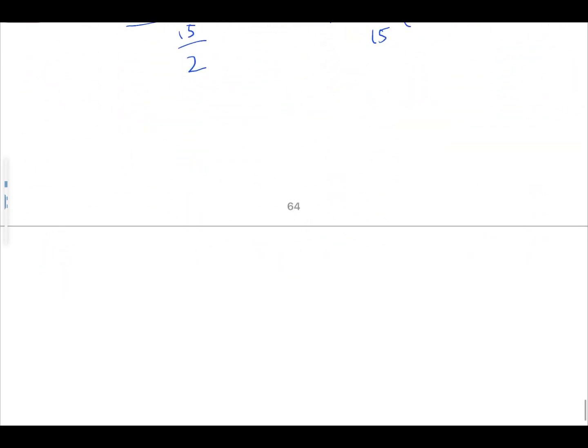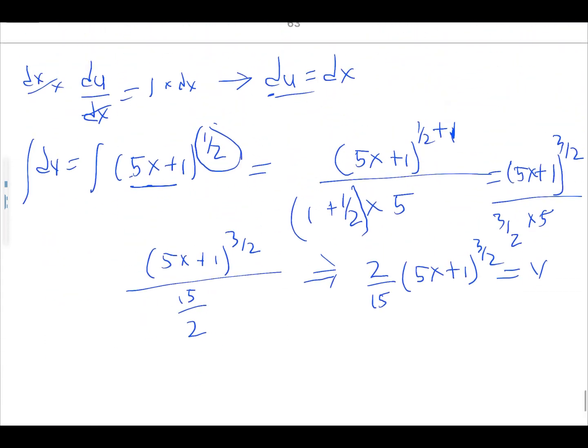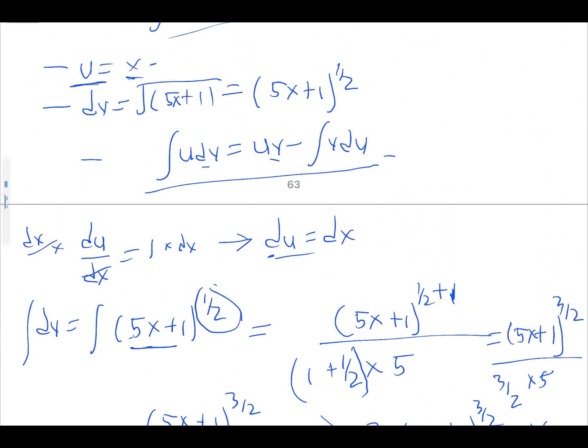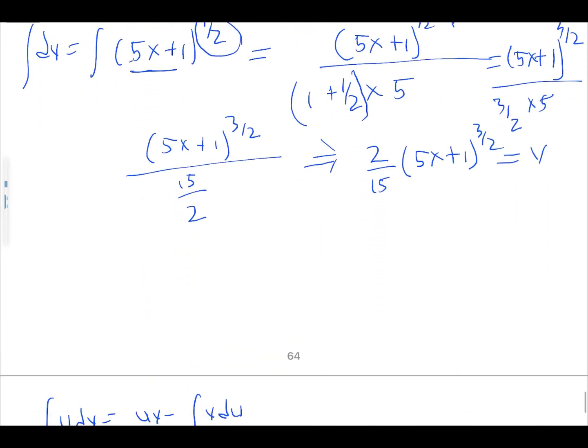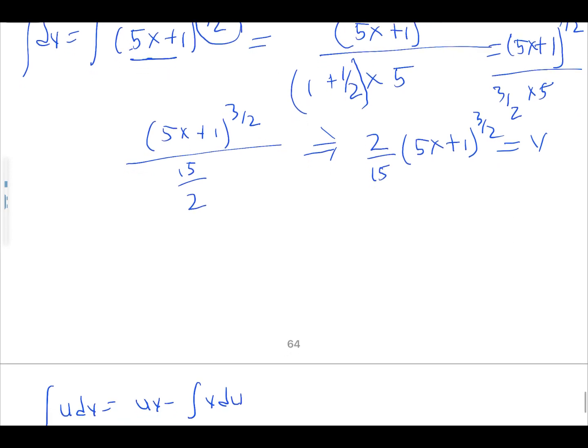In doing that, we have to rewrite the formula again, which is what? Integral of u dv equal to uv minus integral of v du. Now where is our u? Our u is x over here. So put it there.